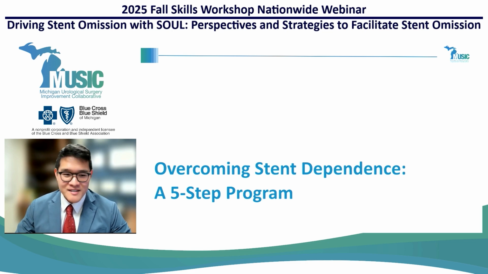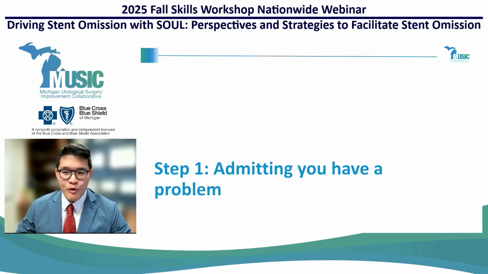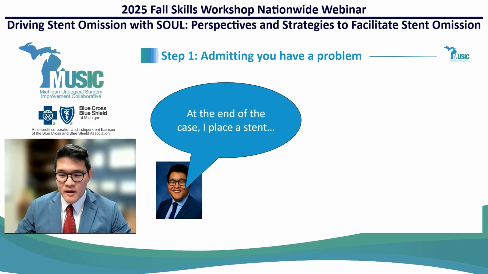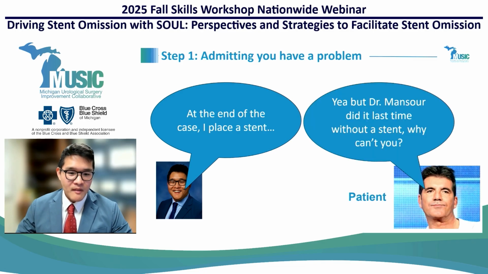And so here's a 5-step program that has really helped me become better about stent omission. Step 1 was admitting I have a problem. How did we find that out? Well, in counseling our patients here, I tell everyone, at the end of the ureteroscopy, we'll put in a stent. And in fact, there's so much stent omission going on.